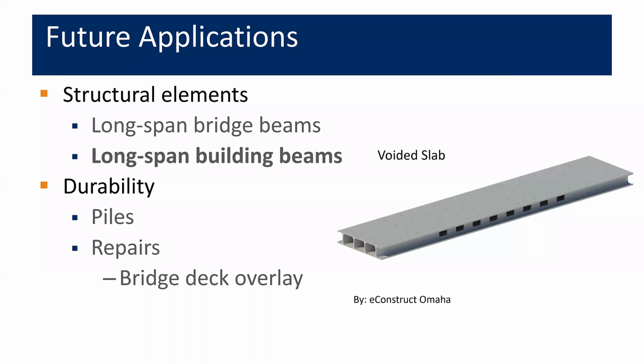Those benefits can also be applied in building beams. Here's an example of a voided slab where the goal here would be to increase the spans of flooring systems, for example, and eliminate the number of columns that are required on the interior of a building.